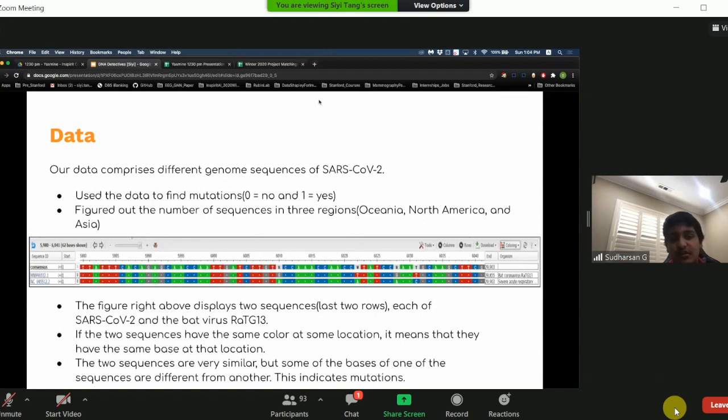So the figure that you're seeing right here displays 2 sequences, which are really the last 2 colored rows, of SARS-CoV-2 and the bat virus known as RATG13. If the 2 sequences have the same color at some location, it means that they have the same base at that location. And if the colors are different, then they have different bases.